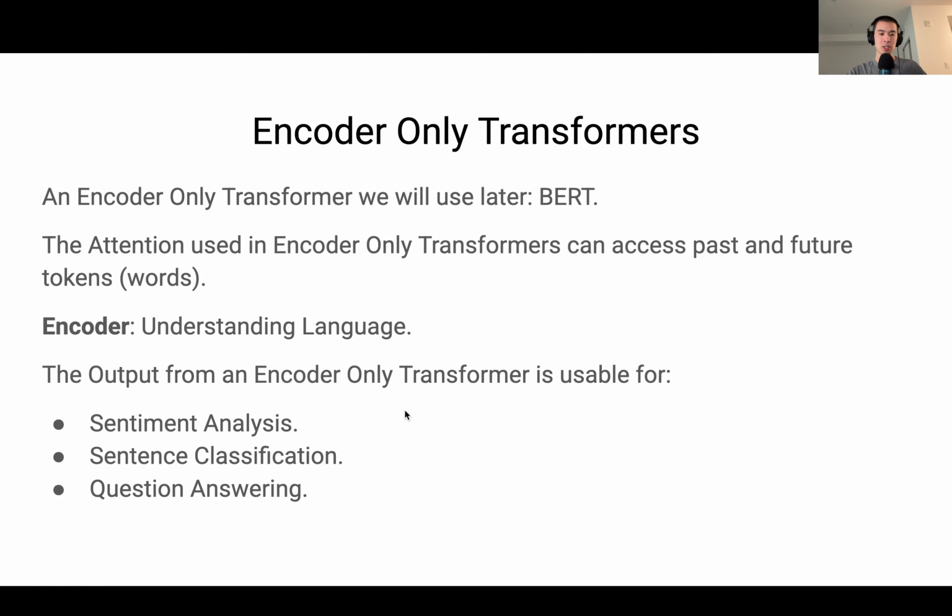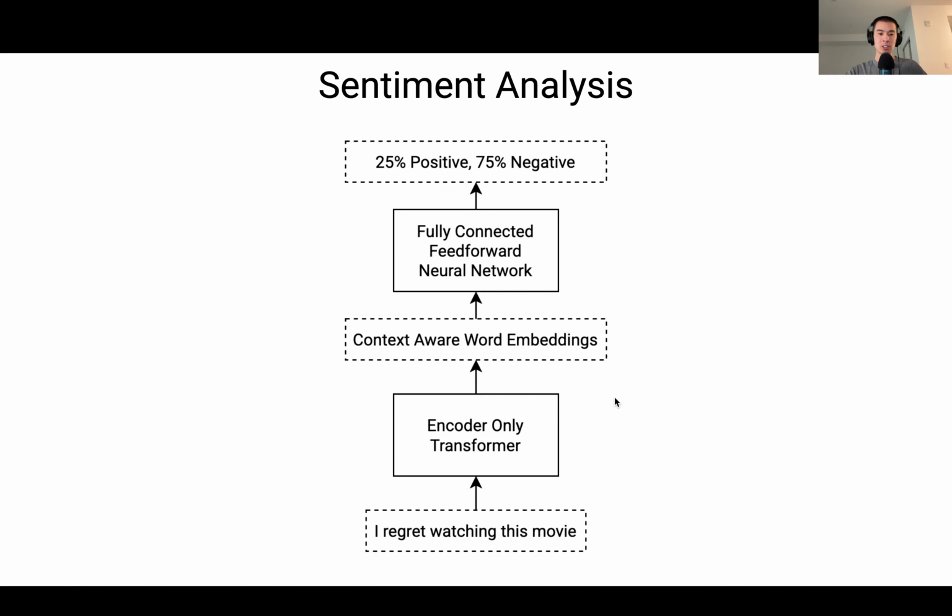Let's go over these three things right now. Let's say we have a sentence, "I regret watching this movie." In sentiment analysis, we have to guess if this is a positive or negative review. Most likely, this is a negative review, right? So we'll pass this sentence to the encoder-only transformer, whose core behavior is to understand language. Once it understands the language, it creates context-aware word embeddings. We'll pass this to a fully connected feed-forward neural network, and the analysis will be 25% positive, 75% negative, which is a good guess because this is most likely a negative review.